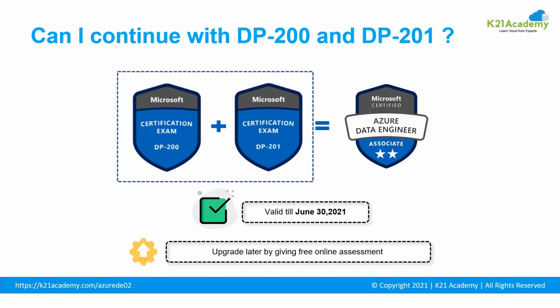Now here you should consider Microsoft's new policy. All Microsoft certification exams are valid for 1 year. Before 1 year, you have to give a free online assessment to make sure that they remain valid. And this is also true for DP-203. Even if you take DP-203, within 1 year you again have to give a free online assessment to make sure that your certification remains valid.